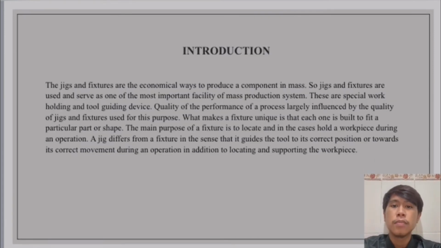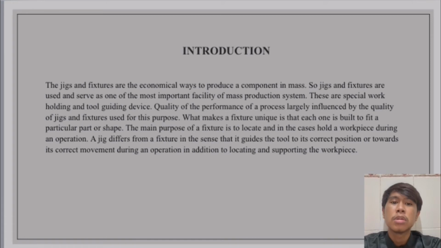Introduction. Jigs and fixtures are the economical ways to produce a component in mass. So, jigs and fixtures are used as one of the most important facilities of a mass production system. This is a special work holding and tool guiding device. The quality of the performance of a process is largely influenced by the quality of the jigs and fixtures used for this purpose.